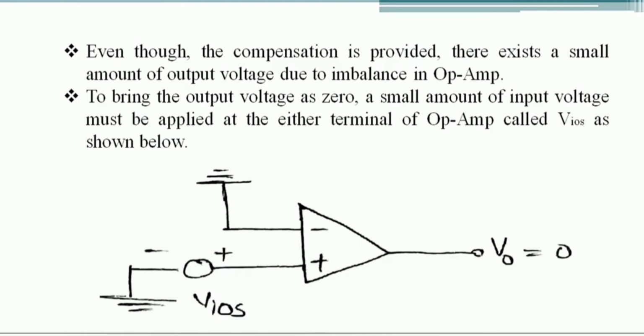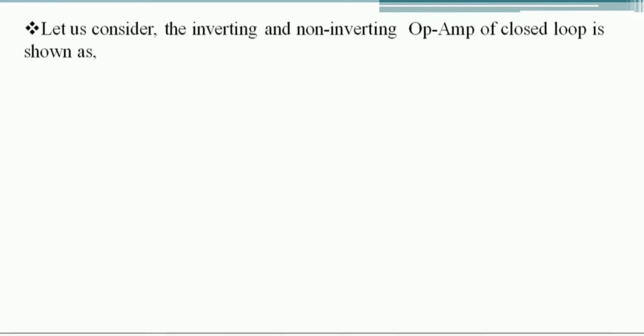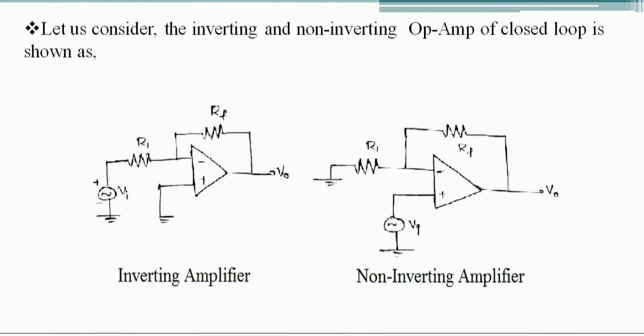Now let us examine the effect of the input offset voltage for inverting and non-inverting op-amps. Let us consider the inverting circuit and the non-inverting op-amp circuit in closed loop configuration. This one is the inverting amplifier and this one is the non-inverting amplifier. Now, for example, let us consider the non-inverting amplifier. In order to know the effect, we have to keep this AC signal at 0, that is Vi is 0.